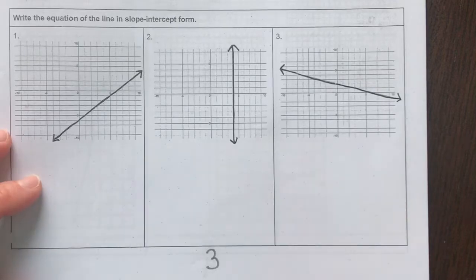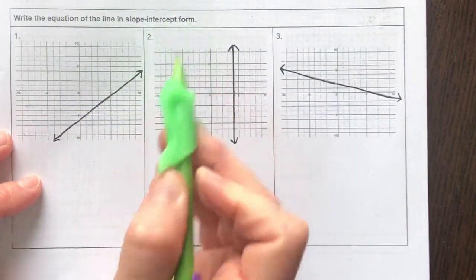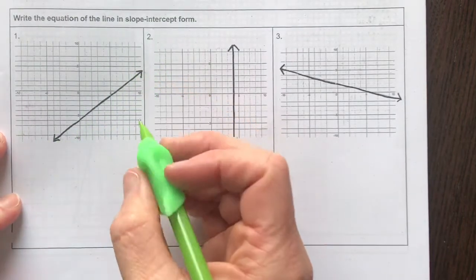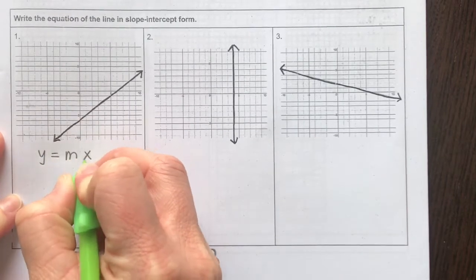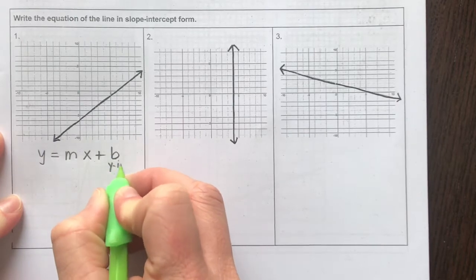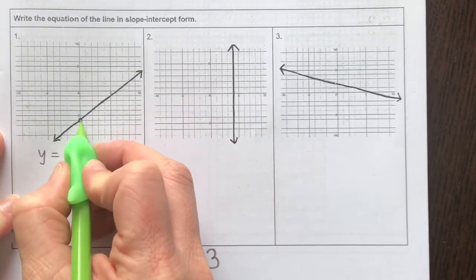In this video, I will show you how to write the equation of a line in slope-intercept form when you're given the picture of the line. So you're given the graph. Now what we need is this format, y equals mx plus b. And the b is the y-intercept of your equation. And so I can see that y-intercept very clearly here.